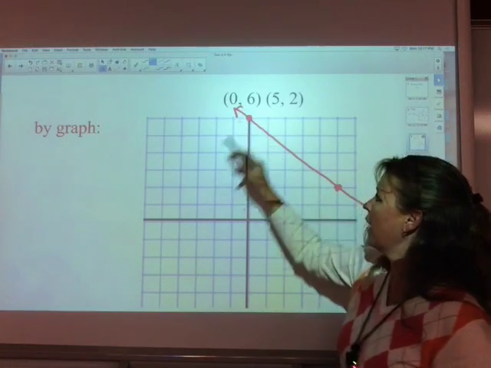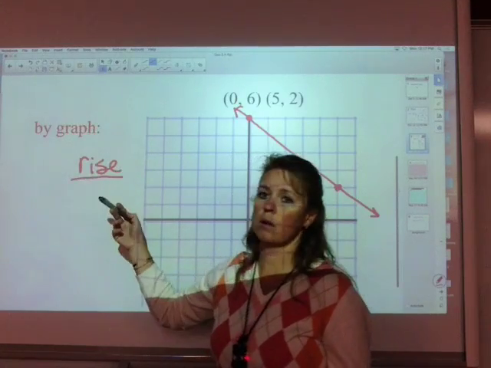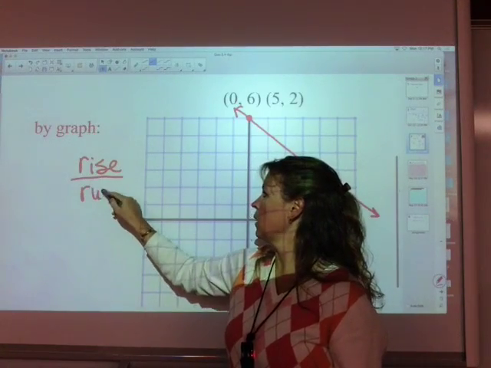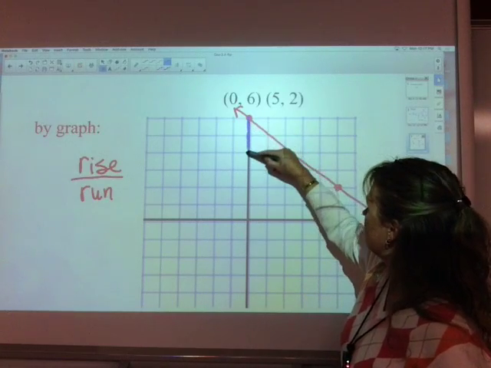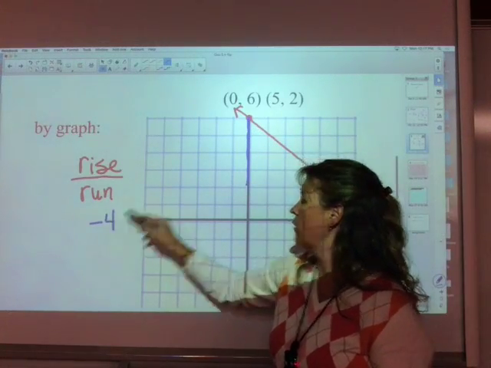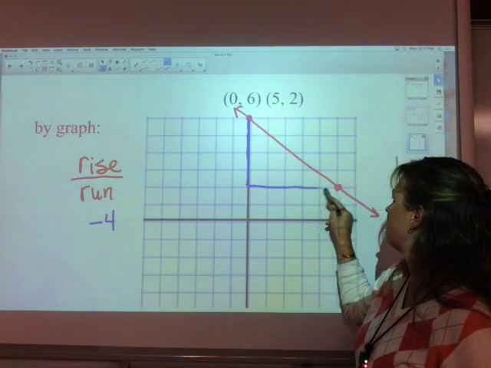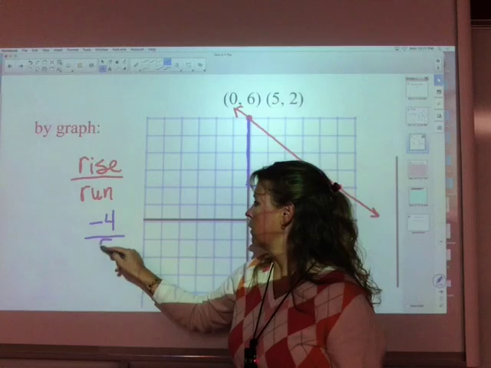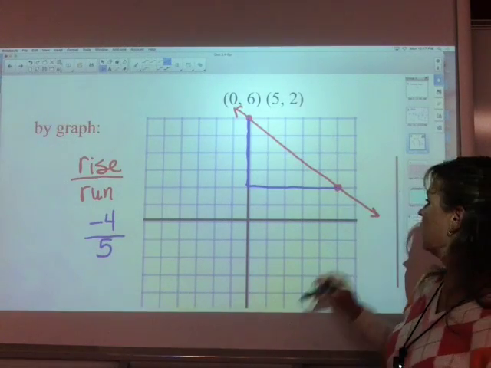If you want to go by graph, you're going to count. How far did you rise or fall? How far did you run? My rise is 1, 2, 3, 4, and I did go down 4. 1, 2, 3, 4. Run 1, 2, 3, 4, 5. Rise over run. You still get negative 4/5.